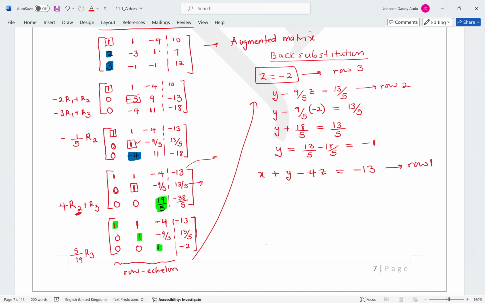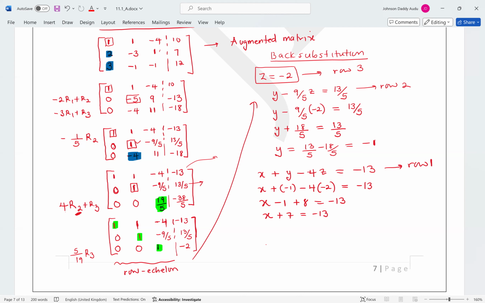So that is why we have this. Now we substitute these things. What is x? So we have x plus y is minus 1 minus 4. What is z? Z is minus 2. Everything equals minus 13. So we'll have x minus 1 plus 8, right? It equals minus 13. So this will give us x plus 7 is minus 13, right?